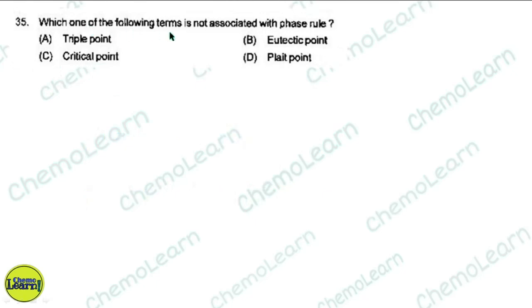Question number 35. Which one of the following terms is not associated with phase rule? Okay, this is from phase equilibrium. Triple point, eutectic point, critical point, or plait point. You know, triple point, eutectic point, and plait point, all these are associated with phase equilibrium, but critical point is not associated with phase rule.